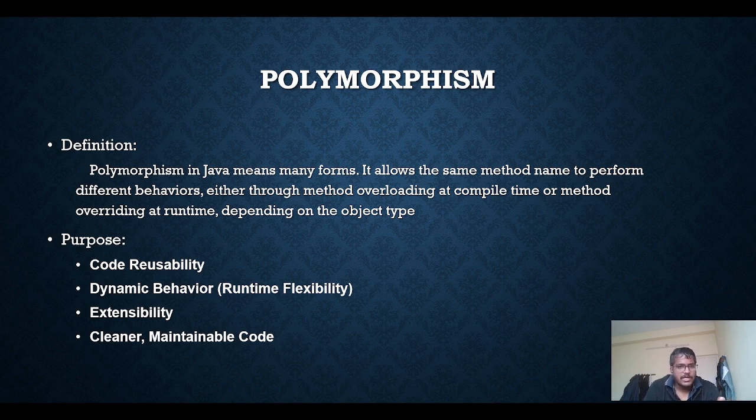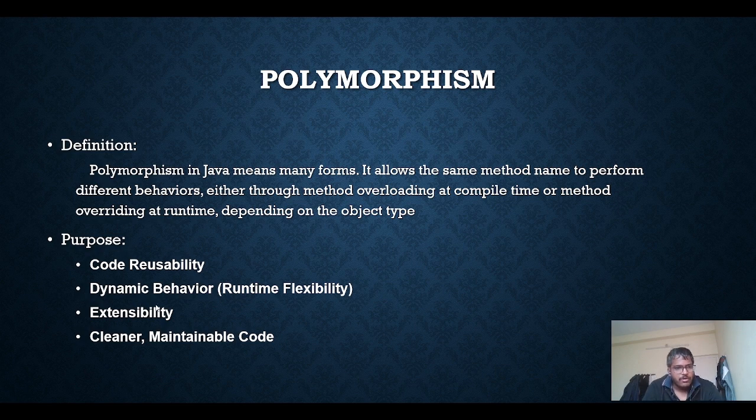The next point is dynamic behavior. This is the most important point in polymorphism. At runtime, which method will be executed? That is what dynamic behavior: depending on the object of which class, that method will be executed. You will get more clarity on this point when we discuss the program. In the next few minutes we will see the program also.